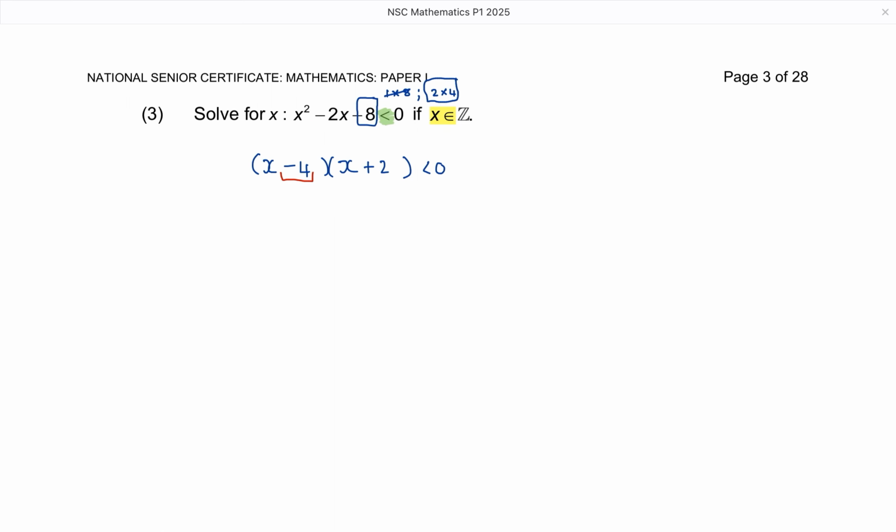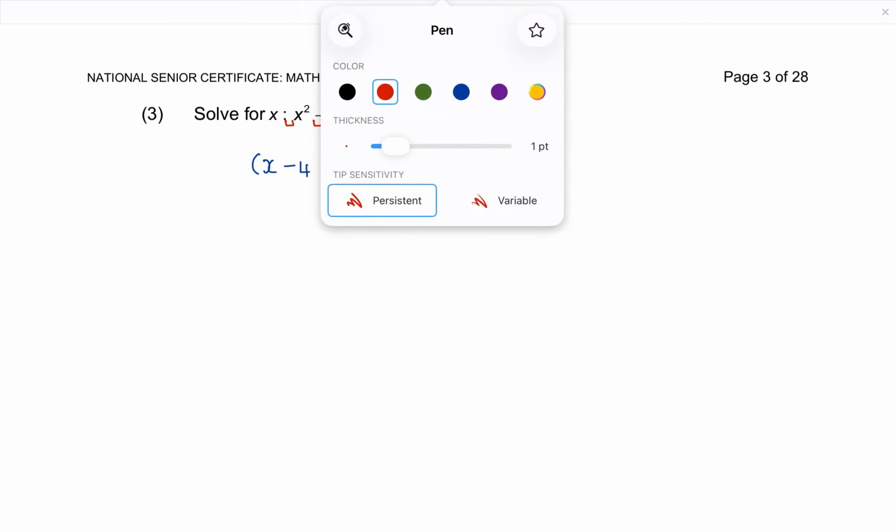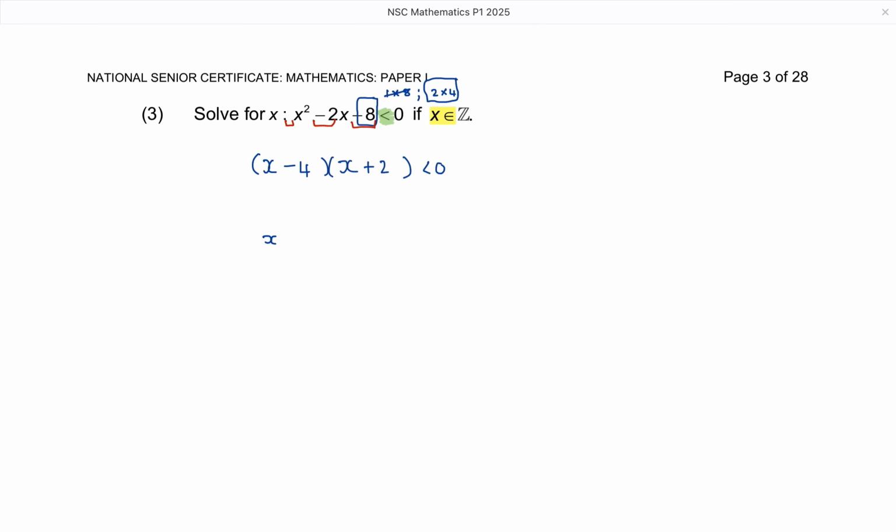If you've got a white calculator, you can also use mode 5 and then number 3 for trinomial, and you can use your A, B, and C values to factorize. Just remember, you have to show this step where it is still in brackets, and then our critical points for this question is 4 or x is -2.